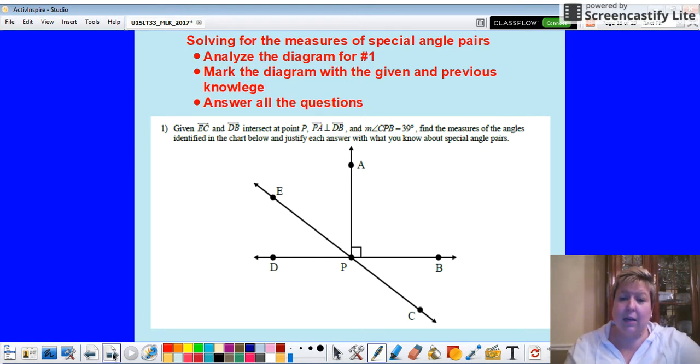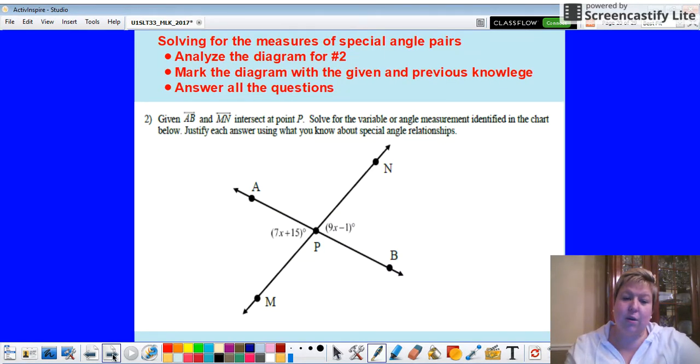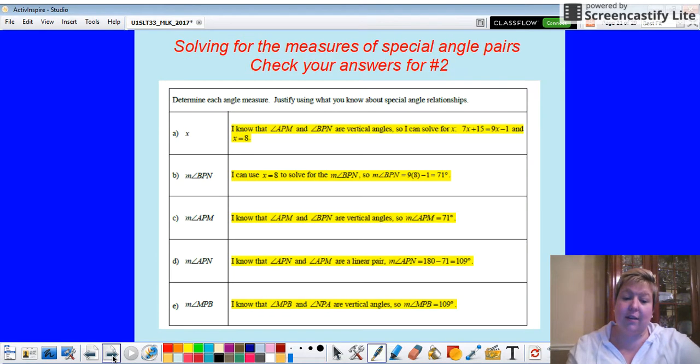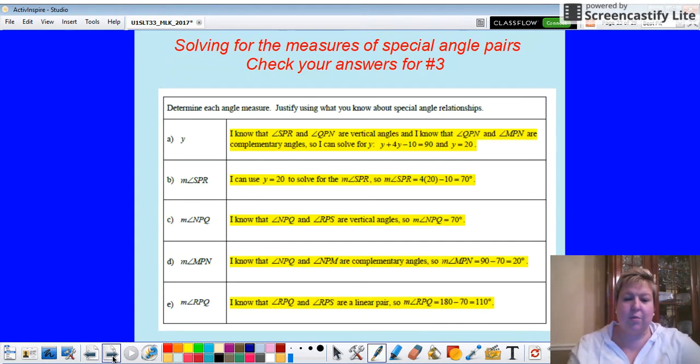Number 1, here are your answers. And again, pause. Number 2, you were given that AB and MN intersect at point P. So here are those answers. Go ahead and pause so you can check. Number 3, you were given that SQ and RN intersect at point P, and PM is perpendicular to SQ. So here is the work and the responses for that.